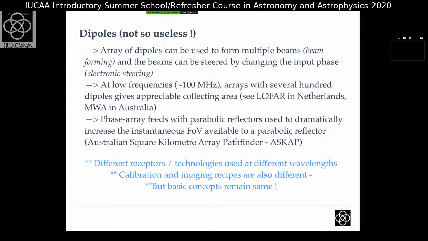So these are some of the key points to keep in mind, that different receptors and technologies are used at different wavelengths, right? This is key too. We don't just take one thing and try to apply it at all frequencies. One studies what will be the most optimal technology for this wavelength or for the science, and that's how the telescopes are designed. And correspondingly, calibration and imaging recipes can also be different, because as you know, as we go towards the lower frequencies or longer wavelengths, the ionosphere starts to play a much more dominant role, right? And at the higher frequencies, it's the troposphere. So the relative weights of the kinds of Jones matrices would change, right?